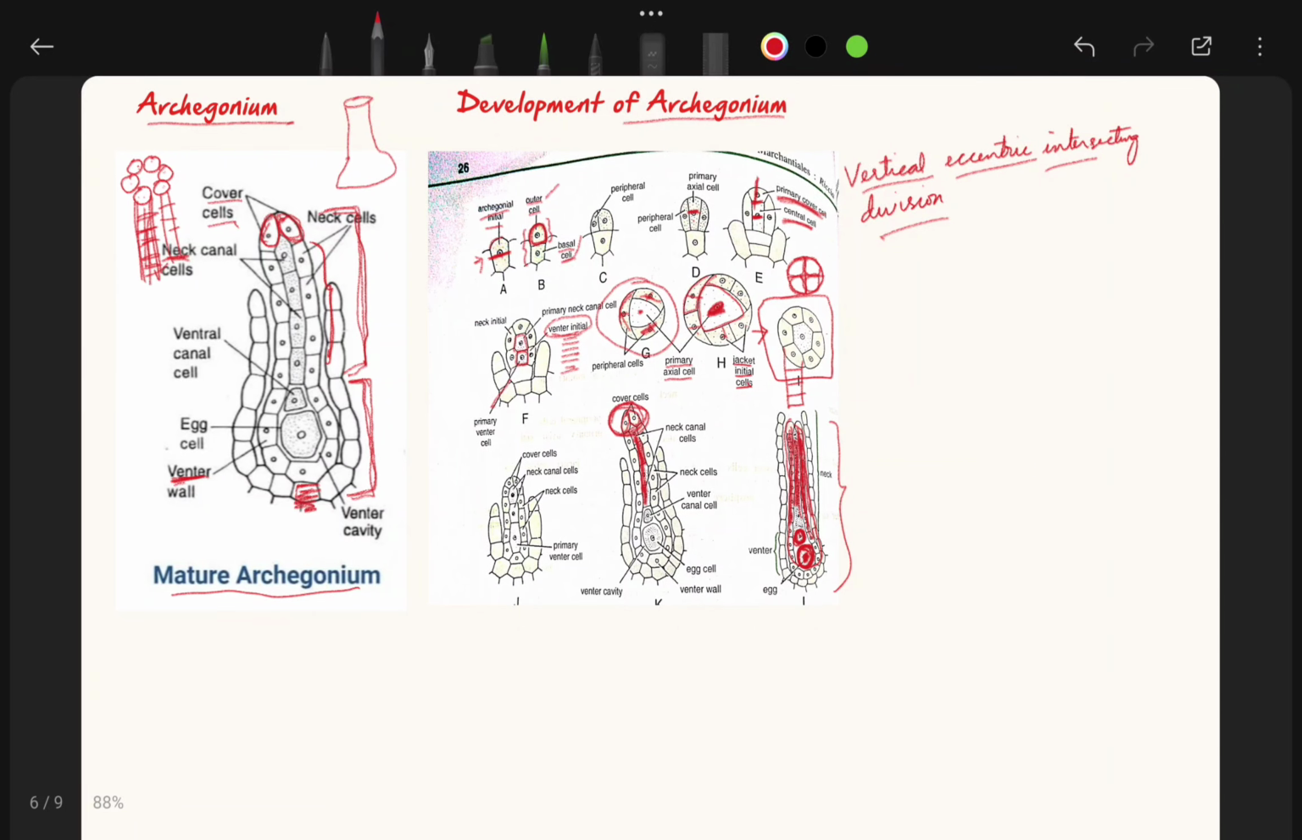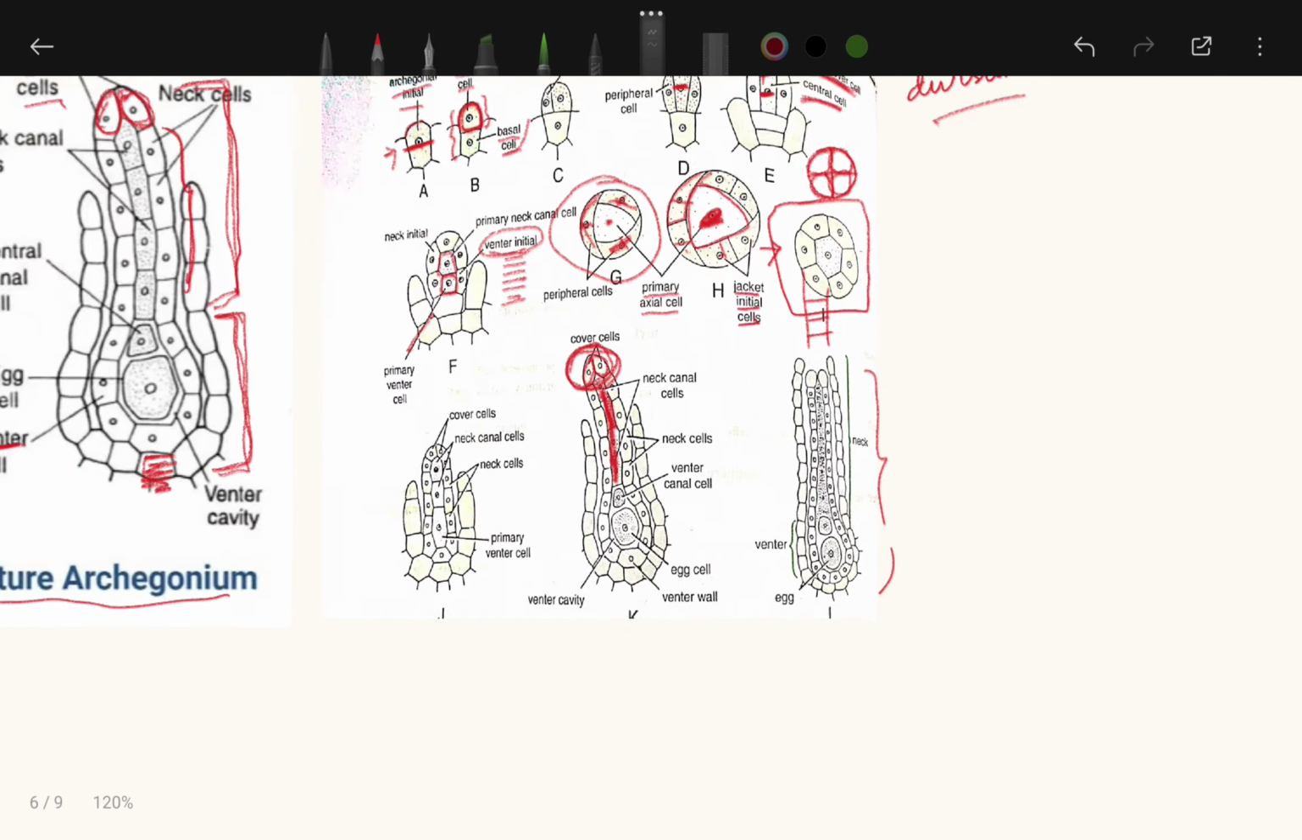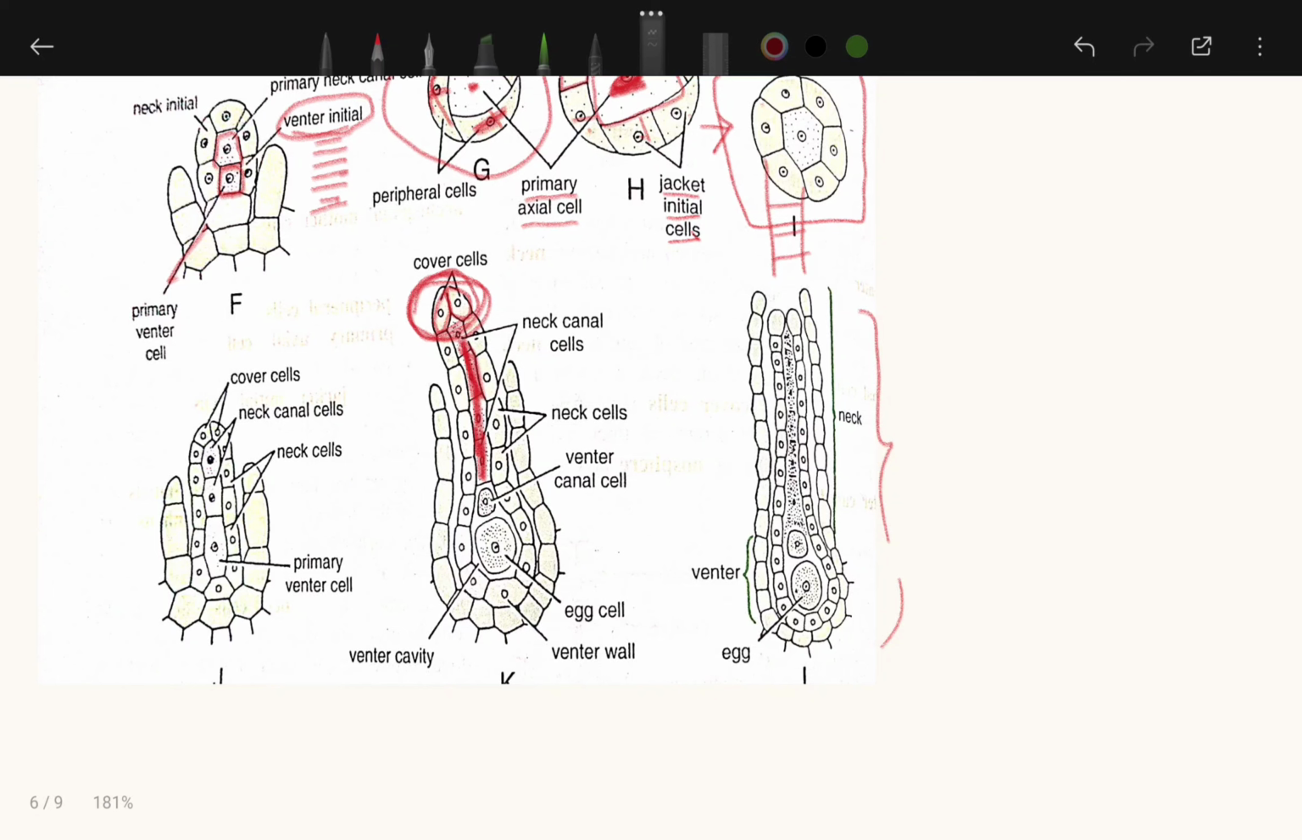Now during fertilization, what will happen is that the neck canal cells along with the ventral canal cells will start to disintegrate. In the presence of water, these neck canal cells and the ventral canal cells will disintegrate, and you will form a mucilaginous substance, somewhat sticky or slimy in nature, and they will start to absorb water. And once they start to absorb water, this region will start to expand.